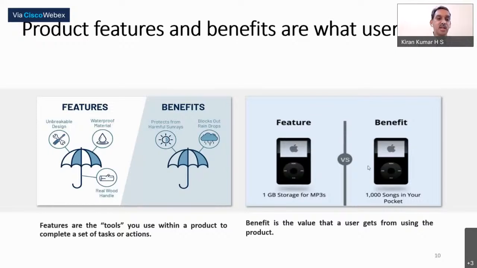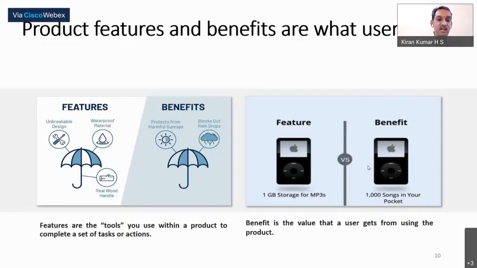If you look at a simple umbrella, the umbrella has to have a waterproof material. If the clothing of the umbrella is not waterproof, what would happen? All the water would drip inside and you will get wet. So waterproof material is what the customer really cares about. And it should be an unbreakable design. That's another feature that the customer would be interested in. It should not be flimsy.